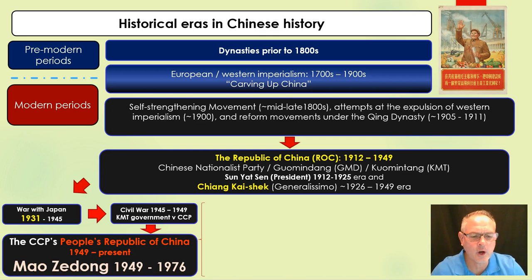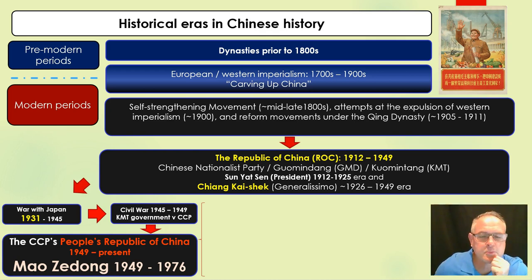In October 1949, we have the declaration of the Chinese Communist Party's People's Republic of China, and it exists to this day. Mao Zedong is its important leader between 1949, with a couple of little bumps along the road, until 1976. So he becomes a big focus for this unit. He's a big focus in our assessment. We need to have our head around him.